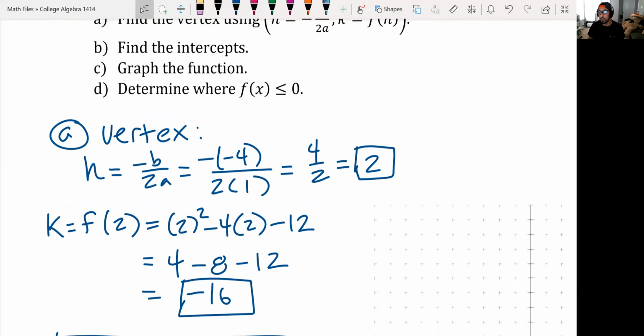And hopefully it's factorable. If it's not, then we have some more work to do, which involves completing the square. And this one's definitely factorable. It's going to be x minus 6 and x plus 2 equal to 0. Negative 6 plus 2 is negative 4, negative 6 times 2 is negative 12. And we get x equals 6 and x equals negative 2, which creates our x-intercepts of (6, 0) and (negative 2, 0).